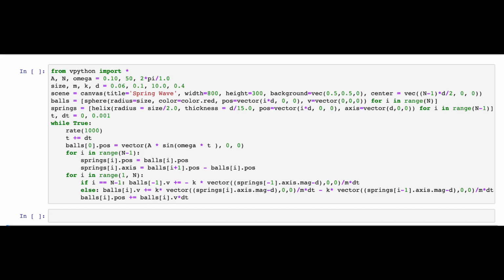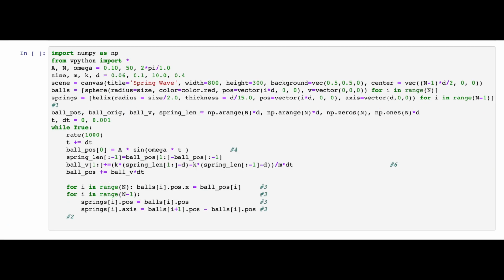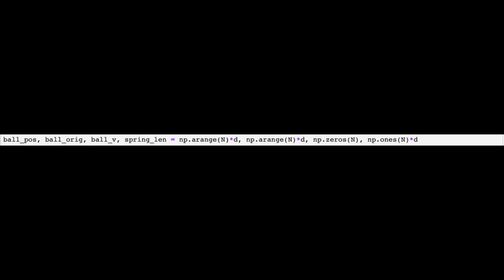We have the simulation code in both normal version and array version. In the array version, ball_pose is an array to keep the x-coordinates of balls. Ball_orig is an array to keep the position of balls when they are not in motion. Ball_v is an array to keep the velocity of the balls. Spring_len is an array to keep the displacement of spring from the rest position. At the beginning of the simulation, when the balls are all at rest, the data kept in array ball_pose and array ball_orig are the same.